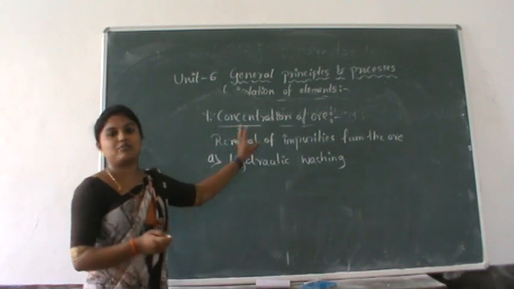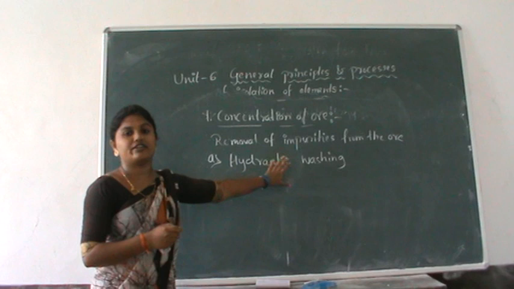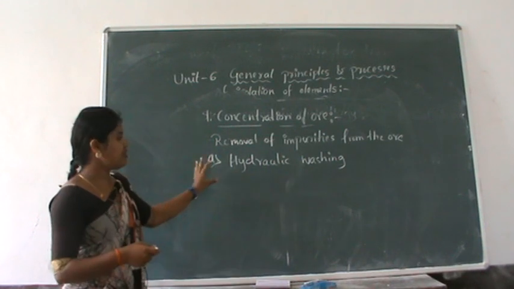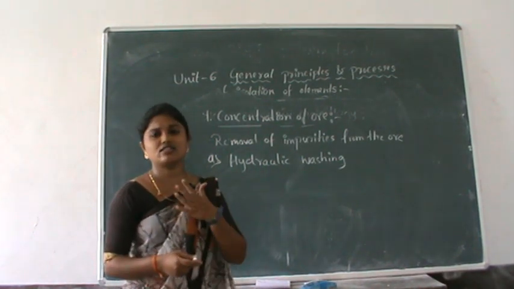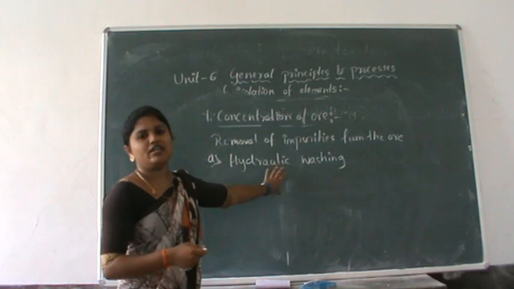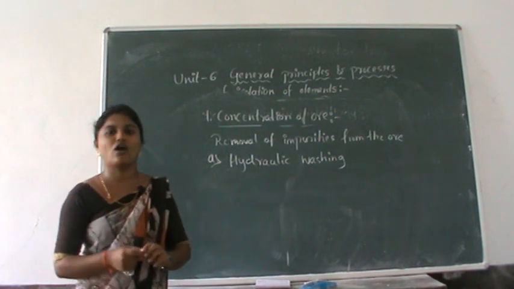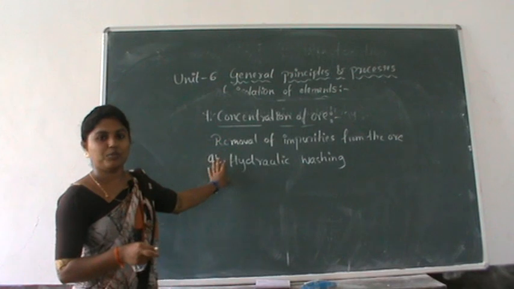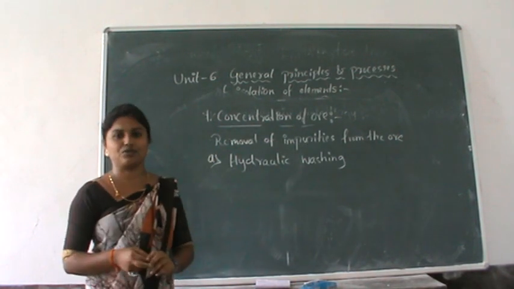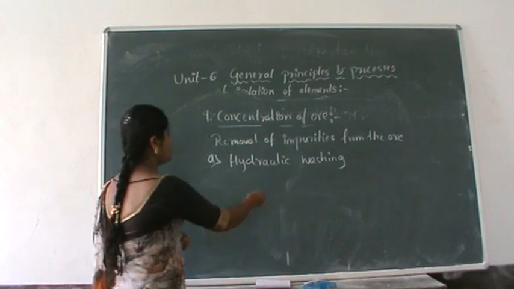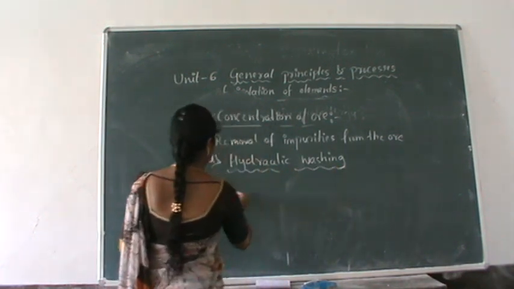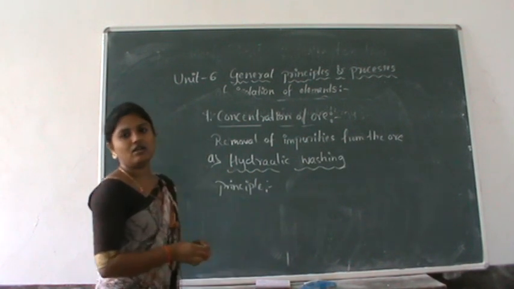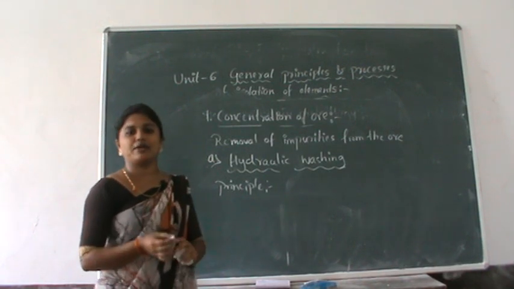The first step of metallurgy was concentration of ore. In concentration of ore, again 4 methods come. The first one is hydraulic washing. What is hydraulic washing? The name itself indicates hydra. Hydra means water. We are using water for the concentration of ore. The main principle used in hydraulic washing is the difference in the gravity of ores and minerals.